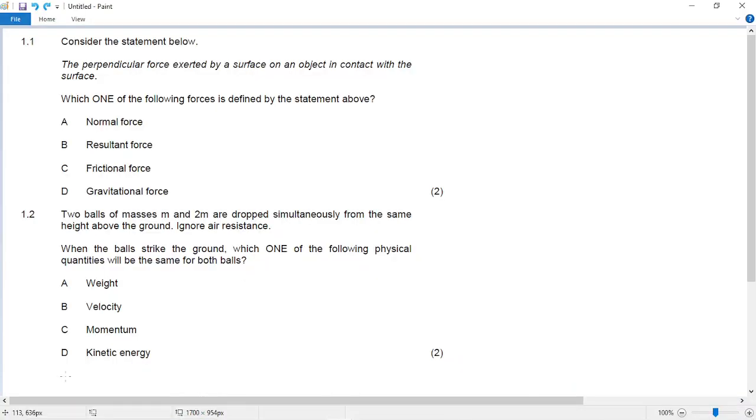Hello, this is the November 2021 Paper 1 Physics Multiple Choice questions. The first one is easy to ease you into it.